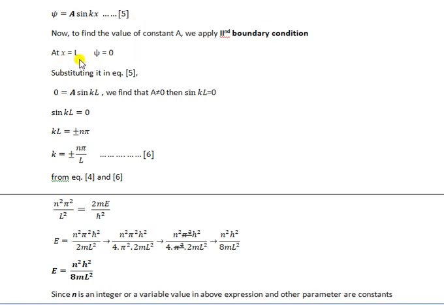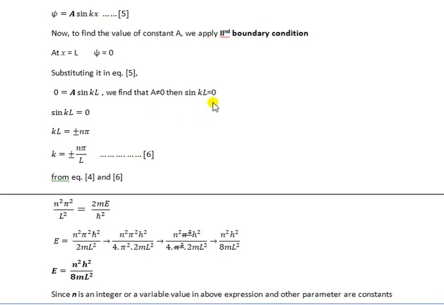Means at x equal to L, psi equal to 0. Here we put x equal to L and psi equal to 0. Then it becomes A sin kL equal to 0. It means either A equal to 0 or sin kL equal to 0. But A cannot be equal to 0, because if A becomes 0, then the wave function becomes 0. It means there is no particle, but we are solving the problem for a particle in a box.